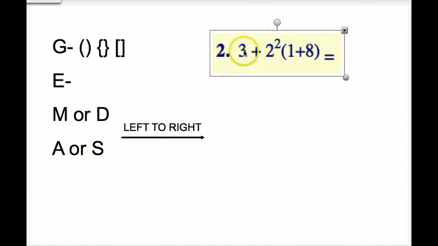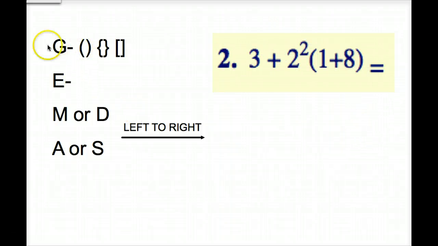Okay, so number 2, we have 3 plus 2 squared, and in parentheses we have 1 plus 8. Now in this one we do have an exponent, and it's right here. It's that 2 squared. The exponent is the second 2 right here. So first things first, let's make this a little bit bigger. We do grouping symbols. Now remember, grouping symbols are either parentheses or either kinds of these brackets. We do have grouping symbols here. It's 1 plus 8. What's 1 plus 8? Well, 1 plus 8 is just 9.